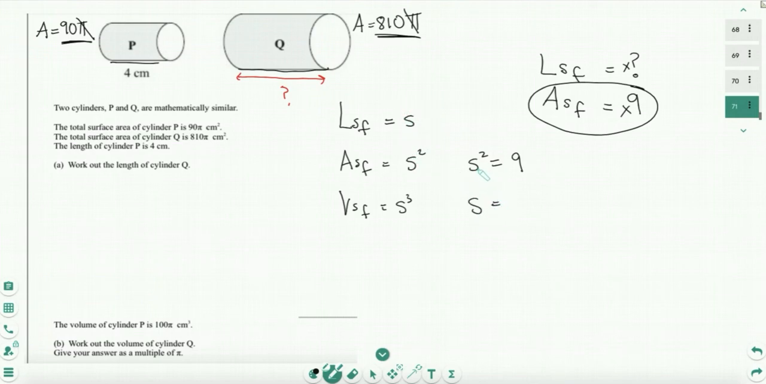Well, this is pretty straightforward. Something squared makes 9. 3 squared makes 9, so s must be 3. And therefore, if s is 3, s is our length scale factor, so the length scale factor is times by 3. So now, if this length is 4, to find this length, we'll simply multiply by 3, which gives us a length of 12 centimeters.